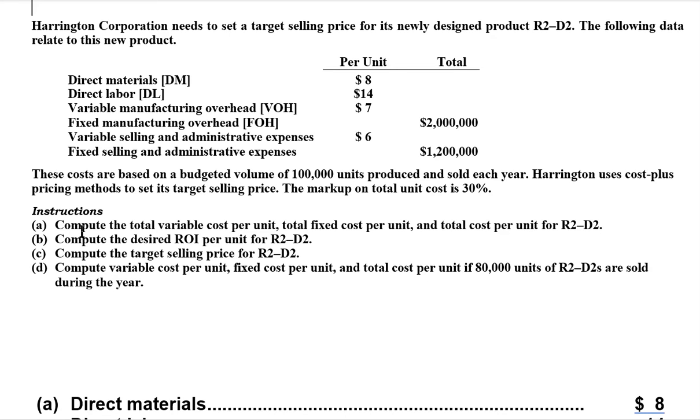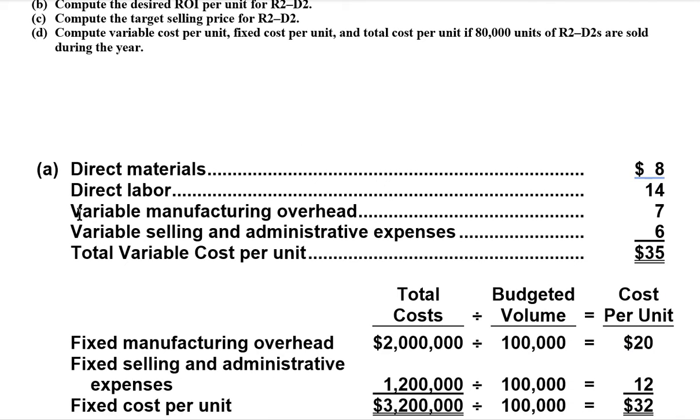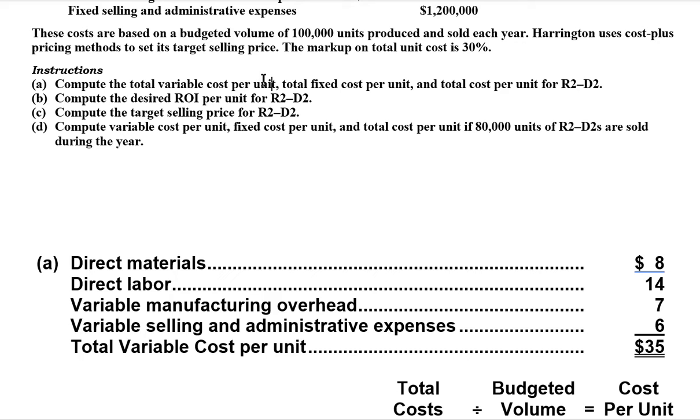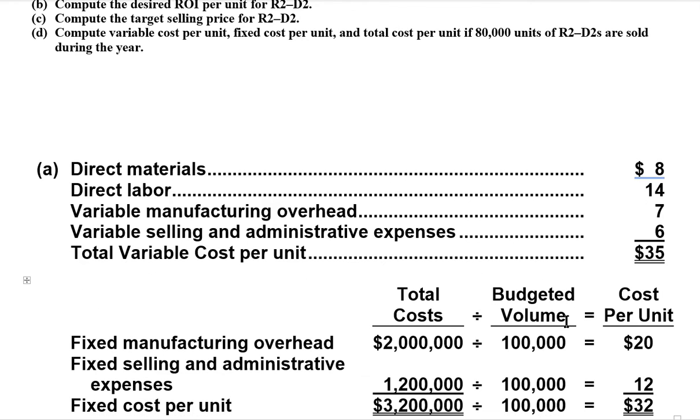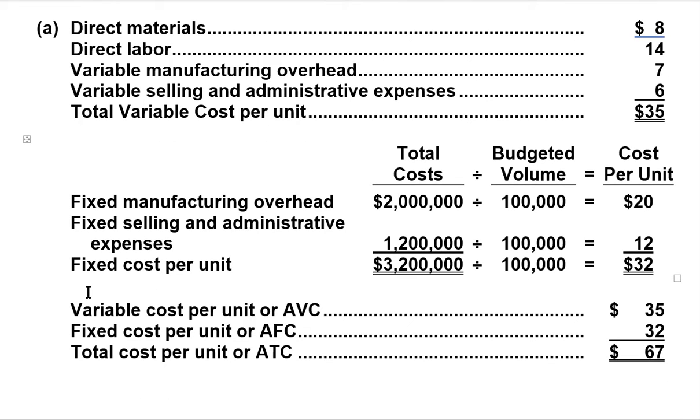We're being asked to compute several things. The first one is to compute the total variable cost per unit, the total fixed cost per unit, and total cost per unit for the product. So let's start with A. So we're calculating the total variable cost per unit, so obviously we would want to focus on variable cost. So we take our direct materials given at $8 per unit, our direct labor of 14, our variable manufacturing overhead of 7, and our variable selling and administrative expenses of $6. Notice that we're including not just the manufacturing cost, but also the period cost of selling and administrative expenses. So total variable cost per unit is $35.